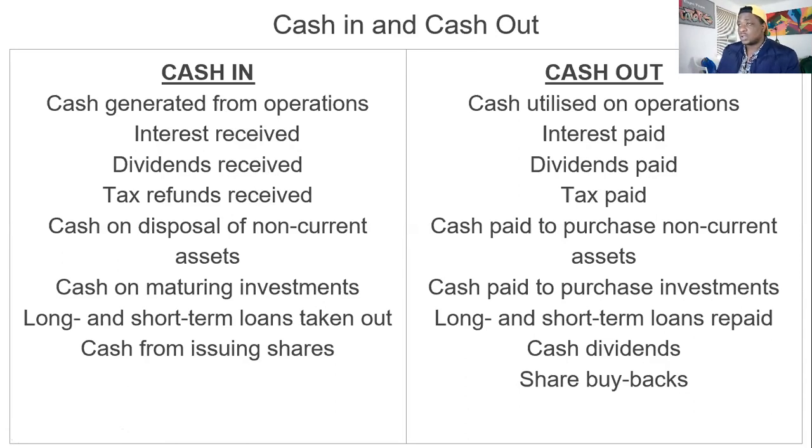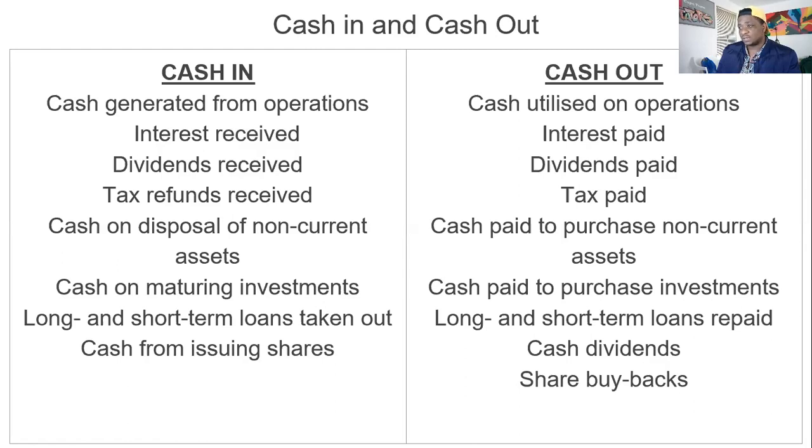And then there's cash purchase to purchase non-current assets. So if you pay some cash to purchase a house, to purchase a vehicle, but it has to be a cash purchase. If they talk about a credit purchase of a vehicle, then we will go to cash flow statement because it doesn't affect the cash position of a business. And then cash paid to purchase investments. Again, if you invest more in a fixed deposit, money is coming out of the business, so that's a cash out. And then also long-term and short-term loans repaid. So if you repay the loans, that's obviously cash coming out.